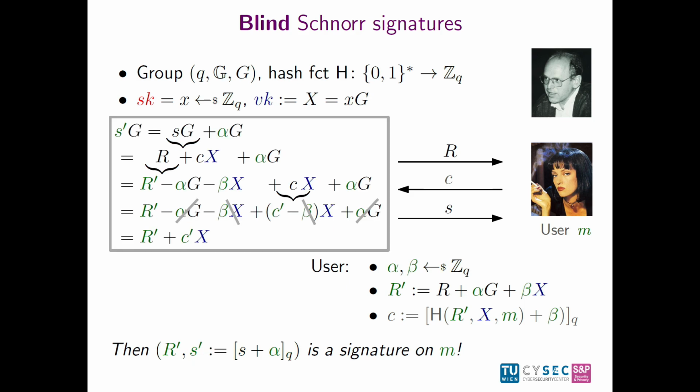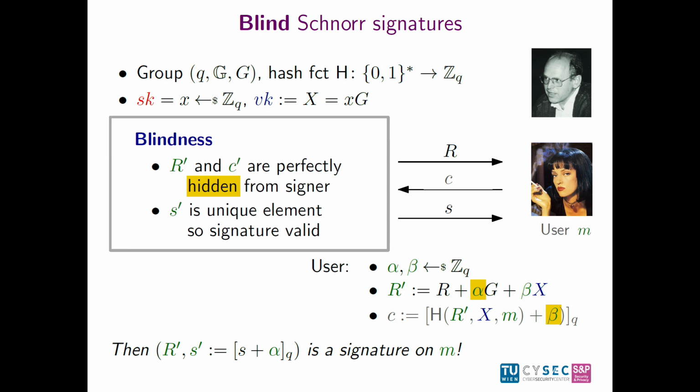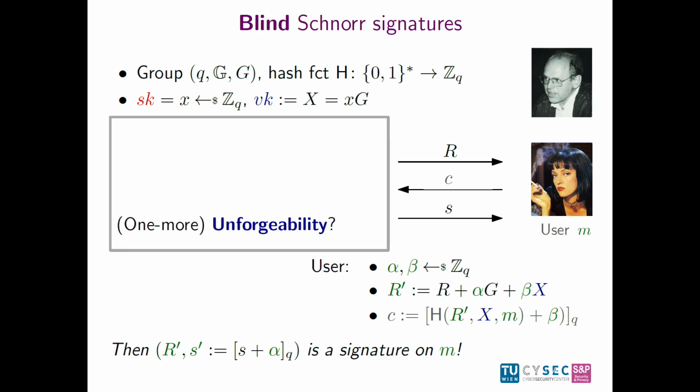And what's also easy to verify is that you actually get blindness. Why? Because these values R prime and c prime that the signer sees are perfectly blinded. And then the third value, s prime, is just the one value that makes this a valid signature. Okay, so now the question is, while we have blindness, do we actually get unforgeability?